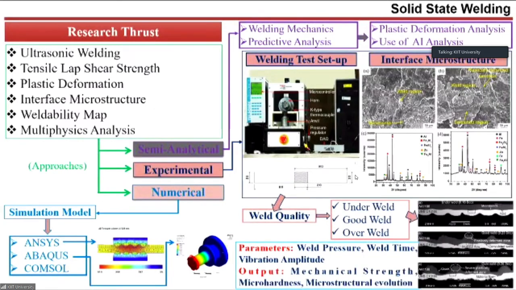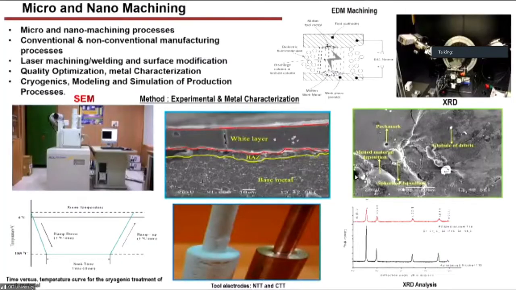We have a solid-state welding research group in the School of Technology, where all the students are involved. They are doing experiments with the help of Abaqus, COMSOL, and ANSYS software, where computer science, electronics, electrical, and mechanical students can conduct their research or project work. Micro and nano machining is another area of research. We have a dedicated setup for nano machining and micro machining, and also a cryogenic setup. The students can conduct experiments.